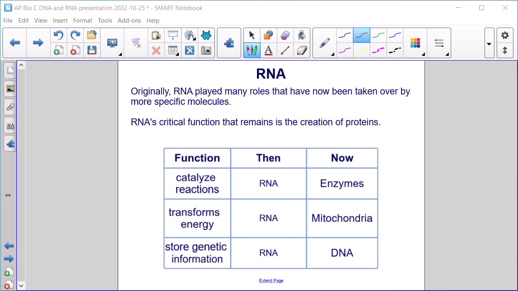Originally, RNA played many roles that have now been taken over by more specific molecules. RNA's critical function that remains is the creation of proteins. RNA at one time catalyzed reactions, that's now done by enzymes. Also at one time transformed energy, that's now done by the mitochondria. Before it was the storage for genetic information, that's now done by DNA.